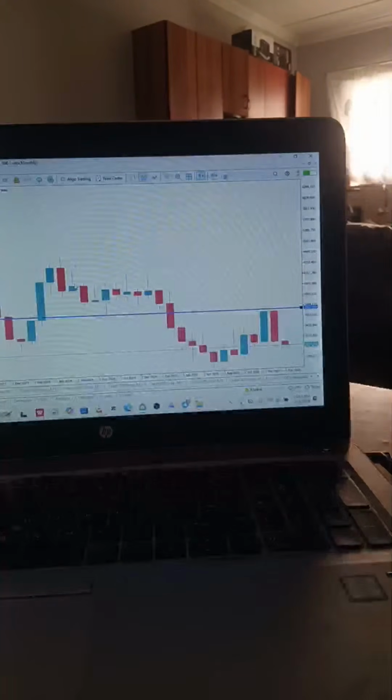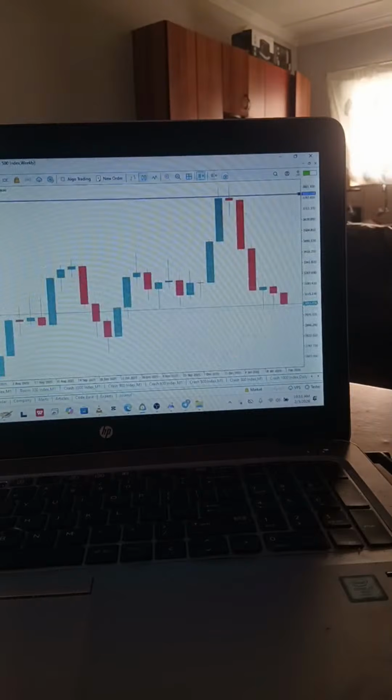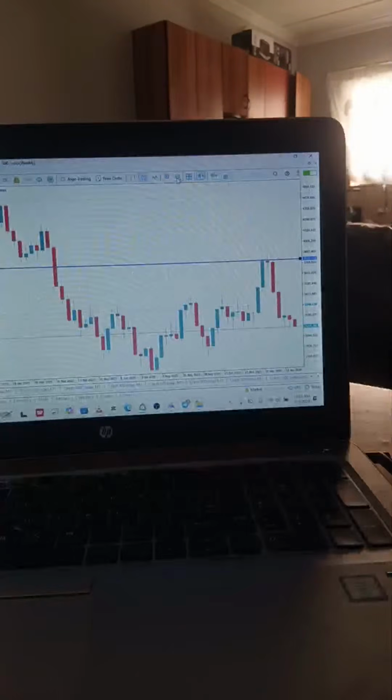If you're going to be making money trading Crash 500, you need to trade spikes. Why? Because price is going to quickly move down like this. So that's one thing that I can see from the monthly. So let me check again.